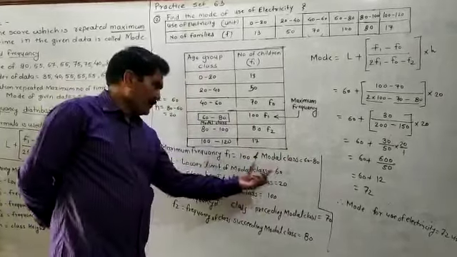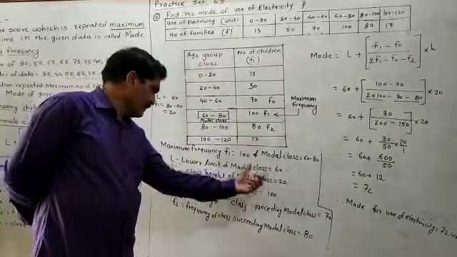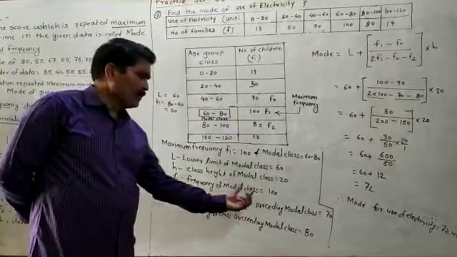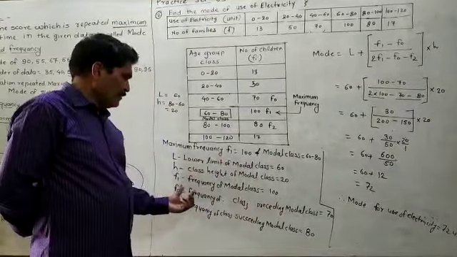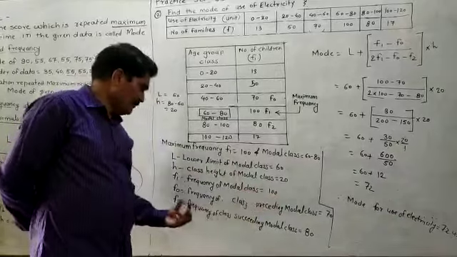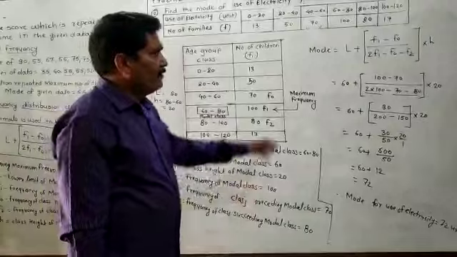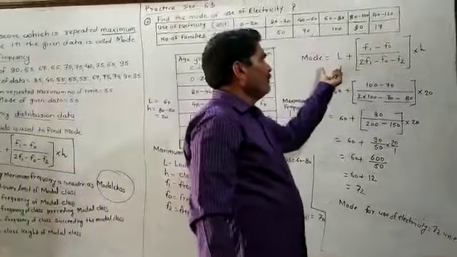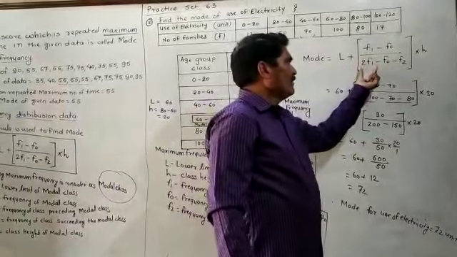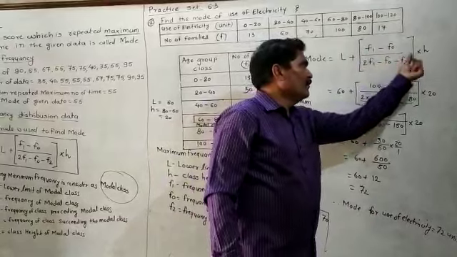The lower limit of the modal class is 60. The height of the modal class is 20. F1, the frequency of the modal class, is 100. Then F0, the frequency of the class preceding the modal class, is 70. F2, the frequency of the class succeeding the modal class, is 80. Then you have to utilize the formula: mode is equal to L plus (F1 minus F0) upon (2 F1 minus F0 minus F2) into H.